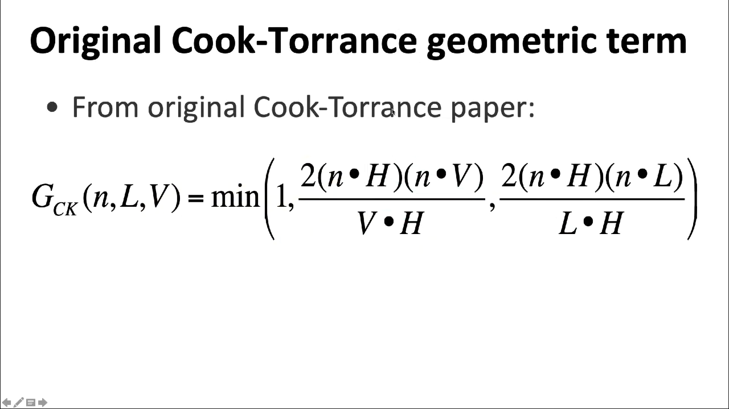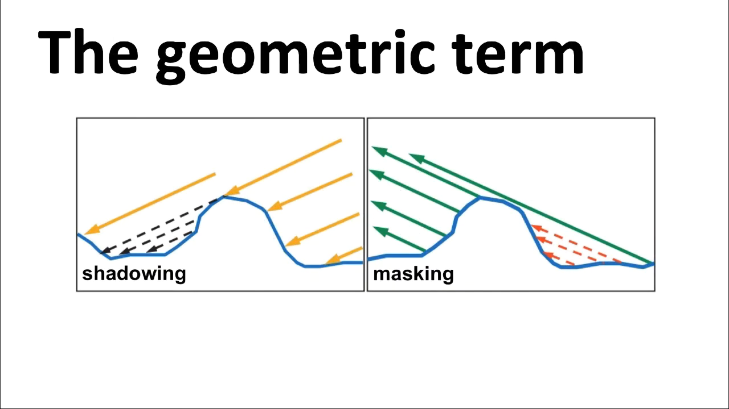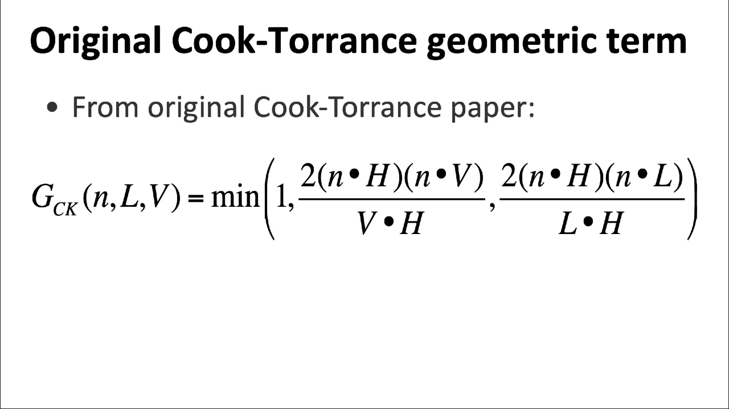The original Cook-Torrance paper derived this fairly complicated form. It has some strange issues with it. There's these weird breakpoints where suddenly the behavior changes. And another odd thing about it is that for something that intuitively should incorporate the effects of varying roughness across the surface, there's no alpha kind of parameter in here.